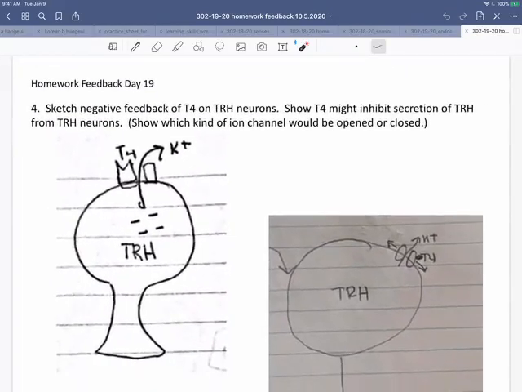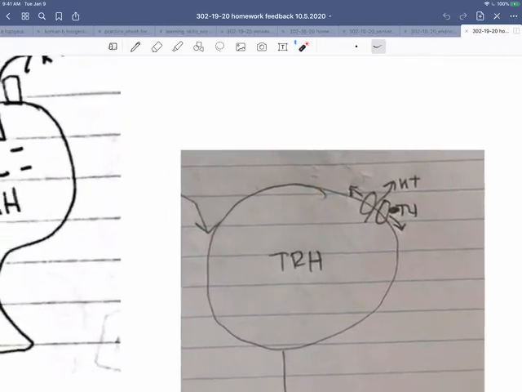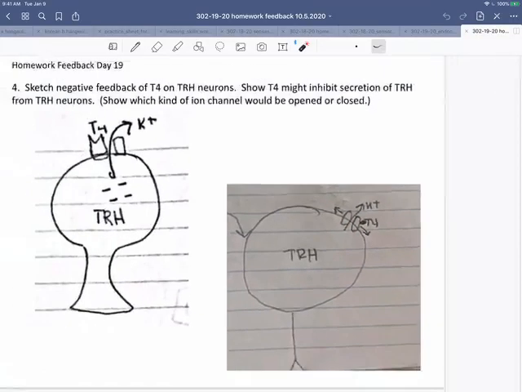For negative feedback, there are lots of potential mechanisms. This is a reasonable hypothesis. It's quite likely not actually correct, but we could have T4 binding to an ionotropic receptor. If that receptor is a potassium channel, potassium will leave, and that will inhibit the TRH neuron. And this person showed the same thing, T4 binding to an ionotropic receptor that is a potassium channel. Potassium would leave. Again, you would make the cell more negative and decrease the chance of an action potential.